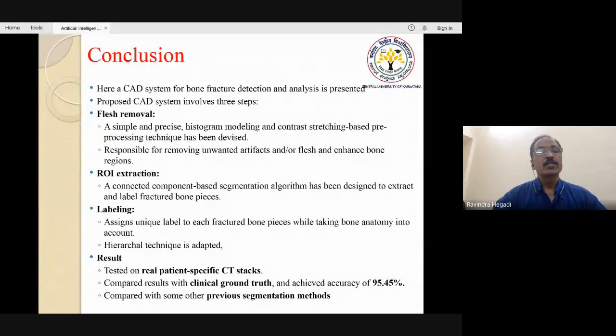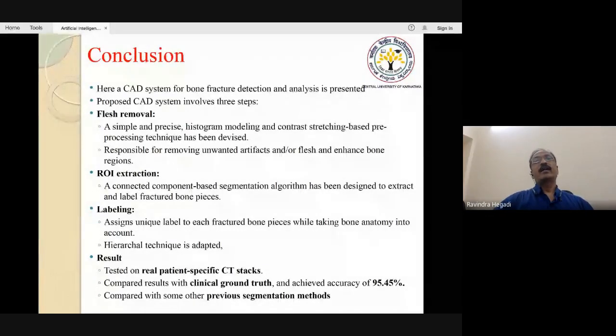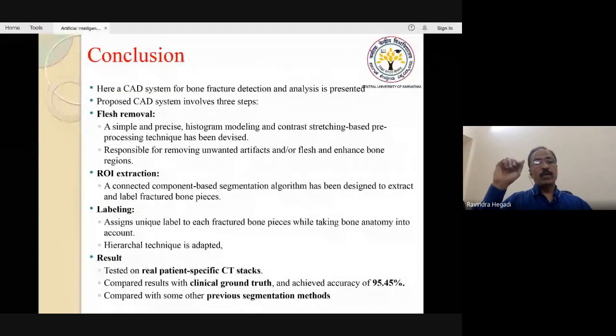Finally, what I would conclude from this entire presentation is that we have presented a CAD system for bone fracture detection and analysis. We proposed the CAD system involving 3 steps. First, we did flesh removal, where we used simple and precise histogram modeling and contrast stretching based pre-processing techniques. We also removed unwanted artifacts and enhanced the bone parts. Then the region of interest was extracted.